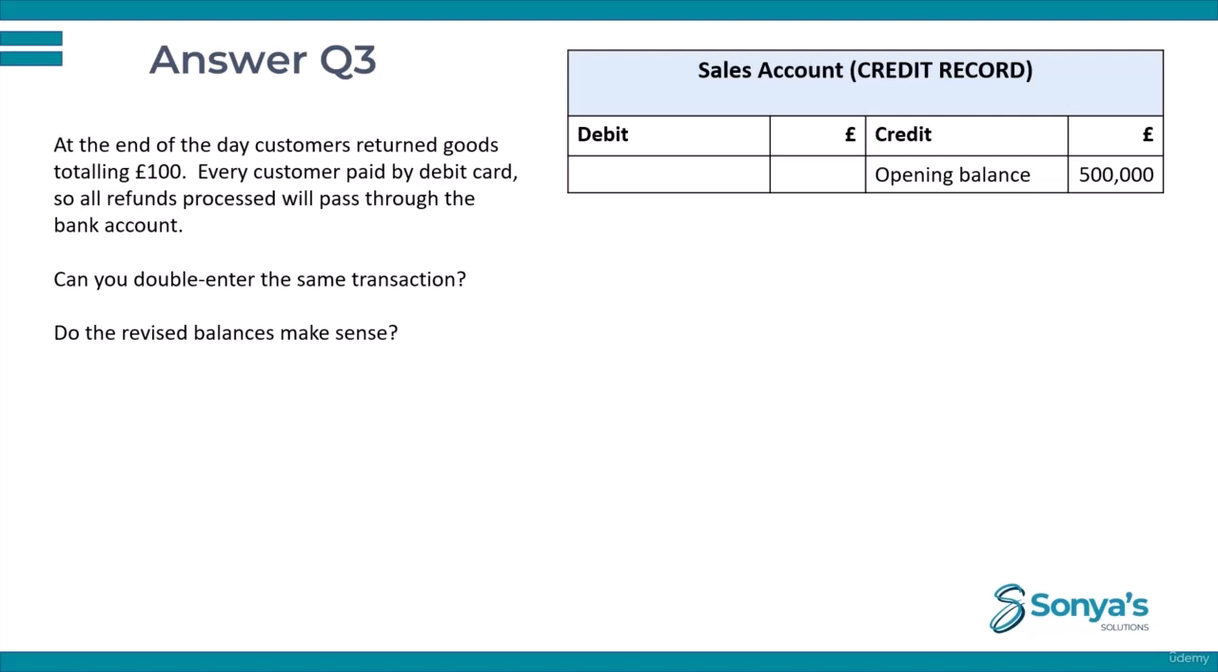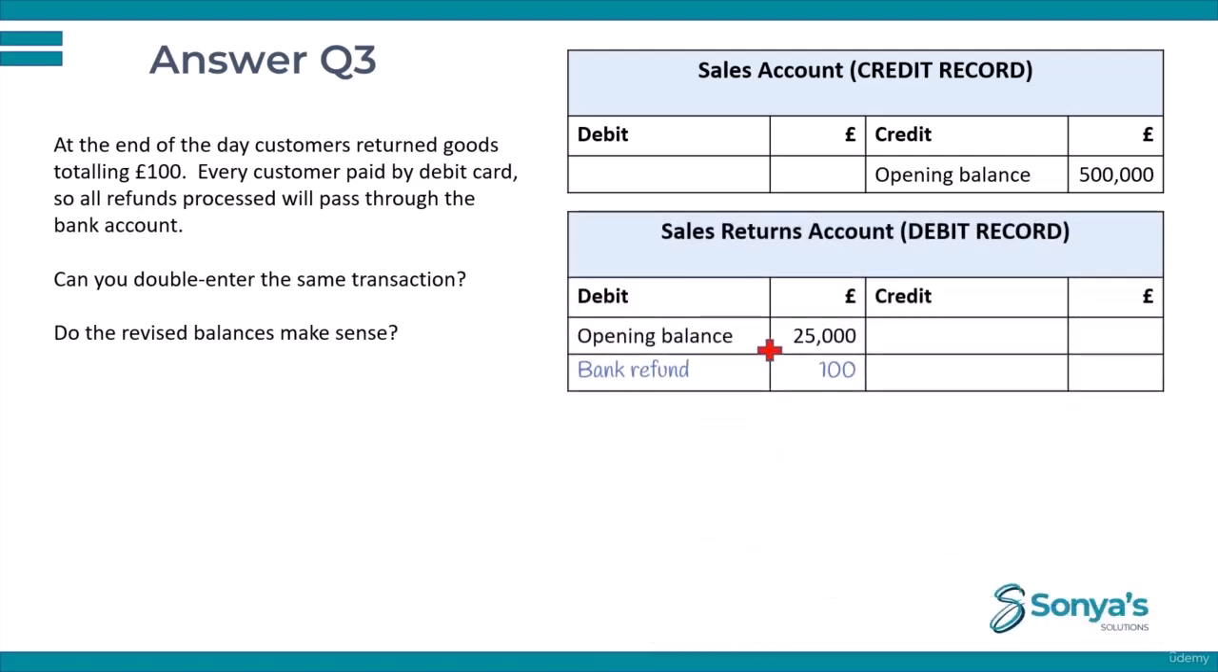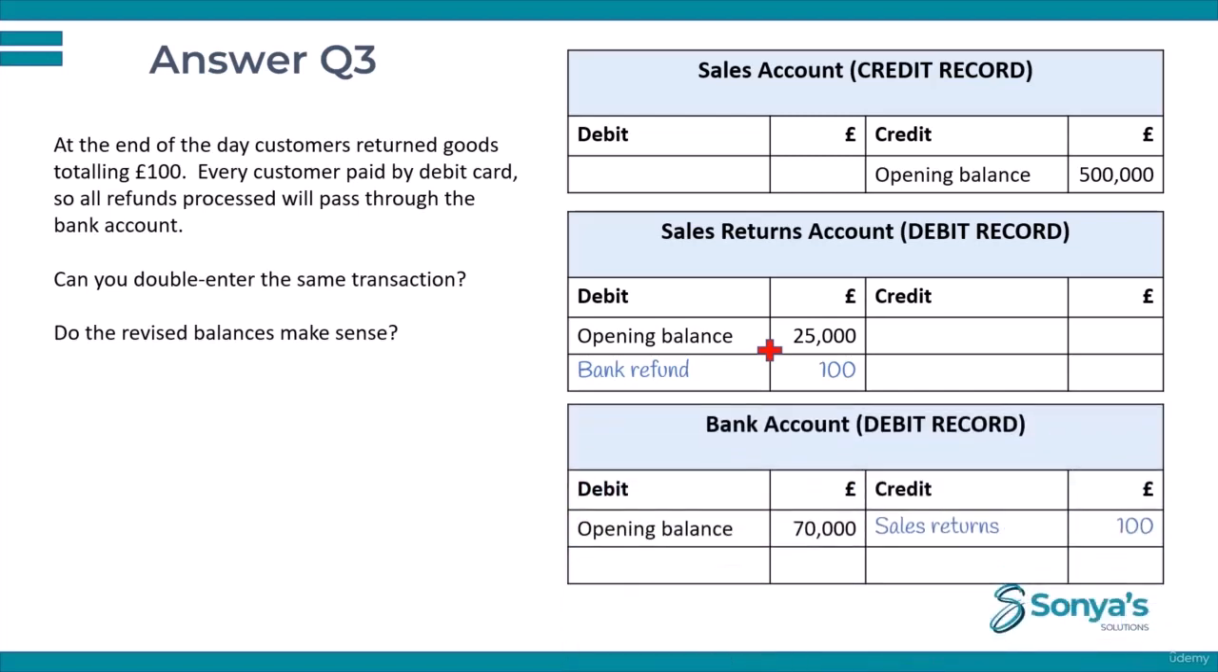The sales returns account provides the debit side of the income account, so the opening balance is on the debit side. The return is added to the opening balance with a debit entry. The balance on the account is now £25,100. The bank is a debit record too, as whilst we are learning, we assume there's money in the bank, asset of cash. The bank balance needs reducing with a credit entry.